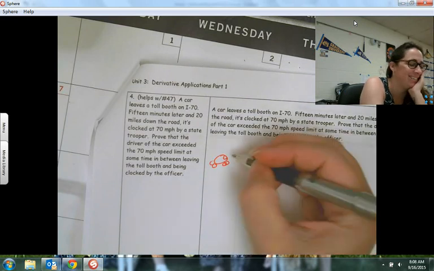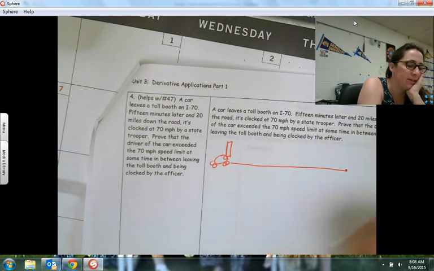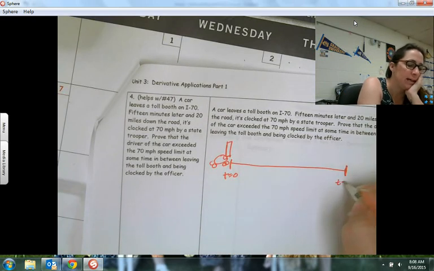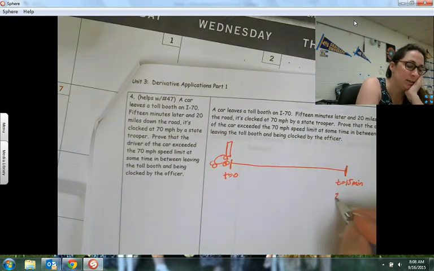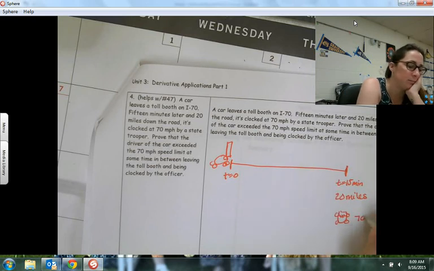He's going to leave the toll booth and travel. 15 minutes later, so we'll call this time 0, and we'll call this time 15 minutes, he is 20 miles down the road. He is clocked by a state trooper. Ooh, that poor guy. Okay, so he's clocked by the state trooper at 70 miles per hour.